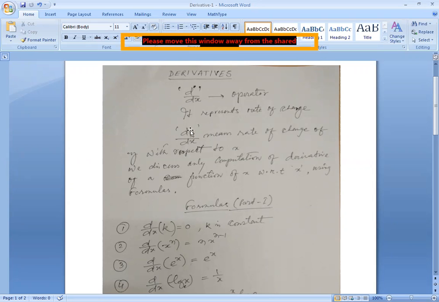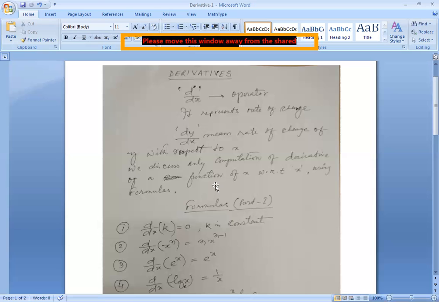In case of y, any function may be there, and then we take the derivative of that function with respect to x. That function is in terms of x, a function of x. Suppose y is equal to sin x, y is equal to cos x, y is equal to x squared plus bx plus c. Any function may be there, and the rate of change of that function with respect to x is indicated by this operator.